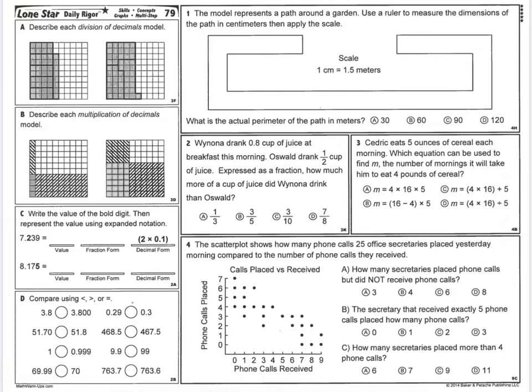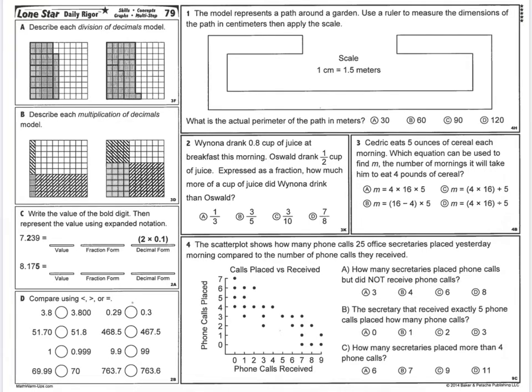Okay, LoneStar 79 still. Number 1 might be a little tricky unless you have a ruler. If you don't have that mathematics chart that I gave you, I'm not sure how to scale that. So just do the best you can on this one.